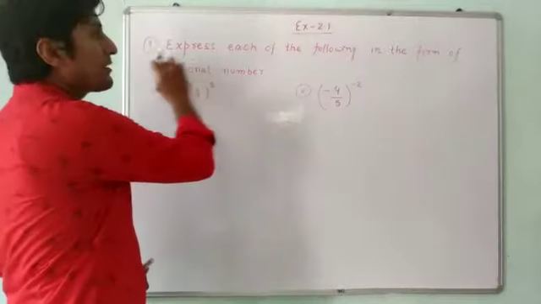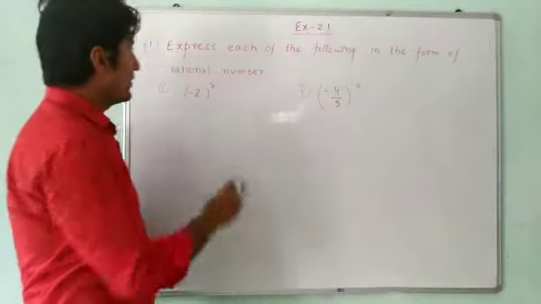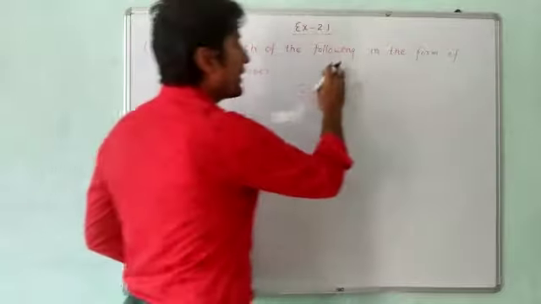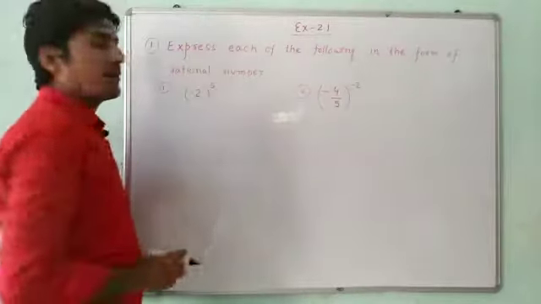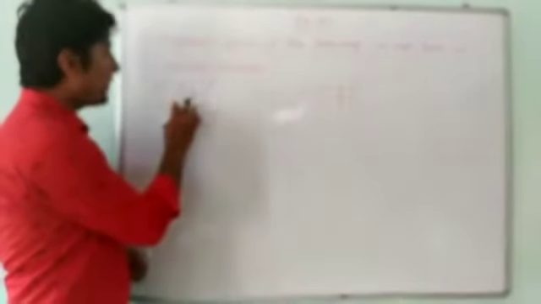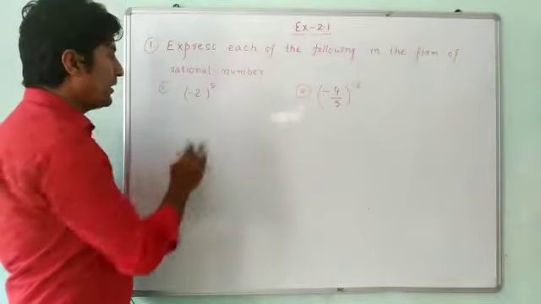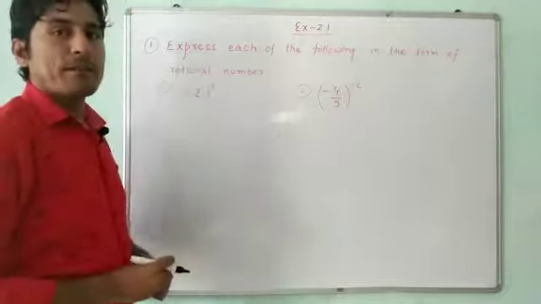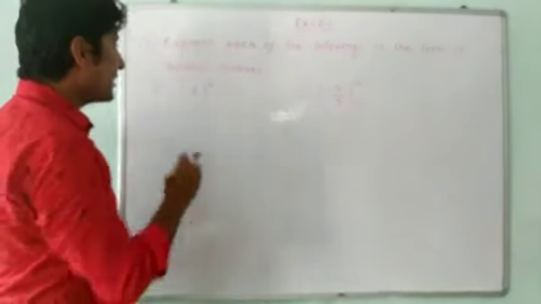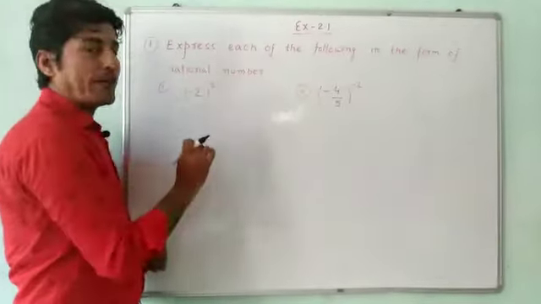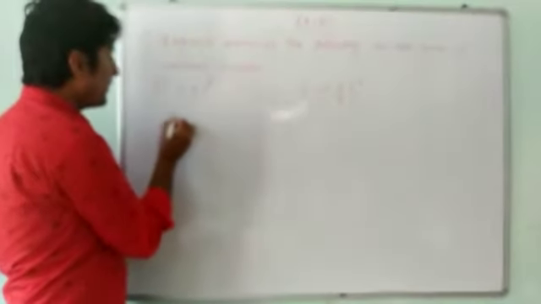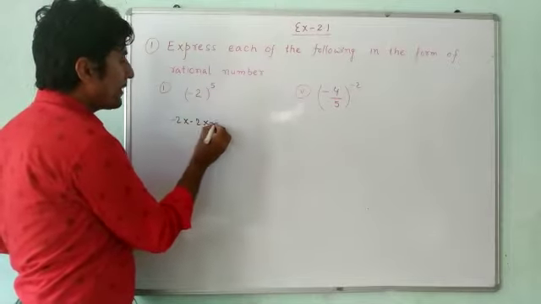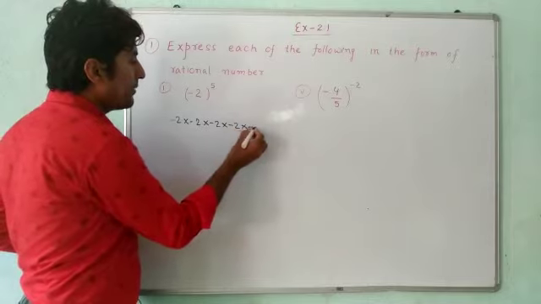Now let us see the very first question of exercise 2.1. Express each of the following in the form of rational number. So let us see the first question, minus 2 to the power 5. Here this minus 2 is representing the base while 5 is representing the exponent. So here we can write minus 2 up to 5 times in the product form. We can write here minus 2 into minus 2 into minus 2 into minus 2 into minus 2.